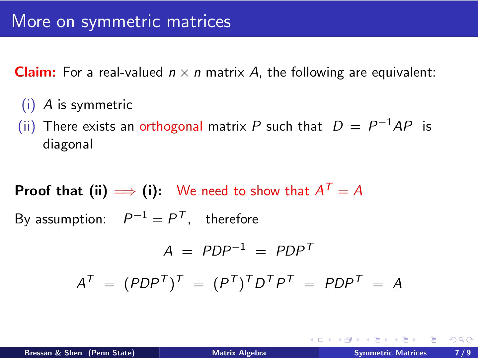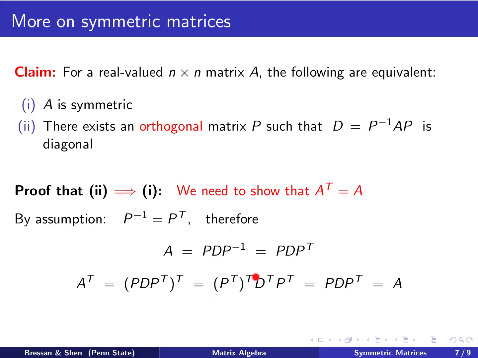Now let's compute A transpose based on this computation. Our goal is to show that A transpose equals A. So A transpose is this thing transposed, which is this thing here. We use the property that the transpose of the product is the product of the transposes, but in reverse order. So we'll take P transpose, D transpose, and P transpose. We write it out like that.